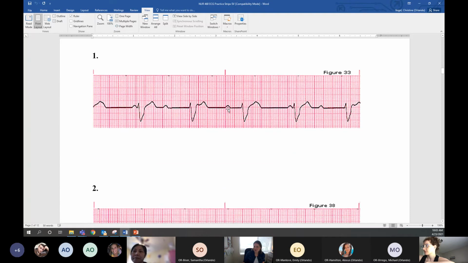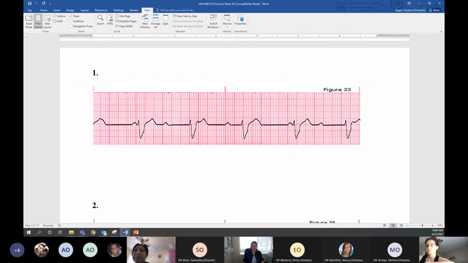Okay, so let's look at this first strip. And I need you guys to kind of help me out with this. Okay. So tell me anything that you see that you want to talk about. Where do we start?